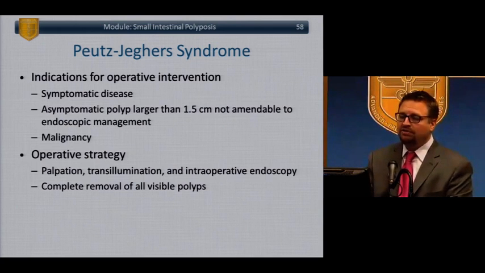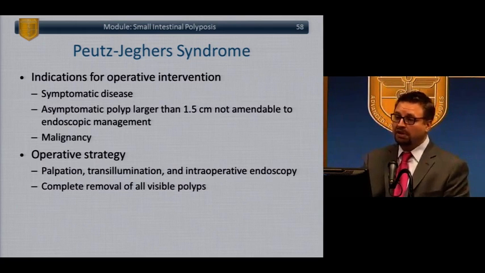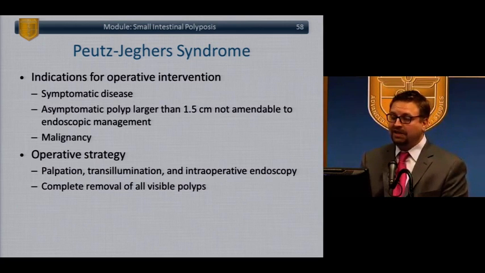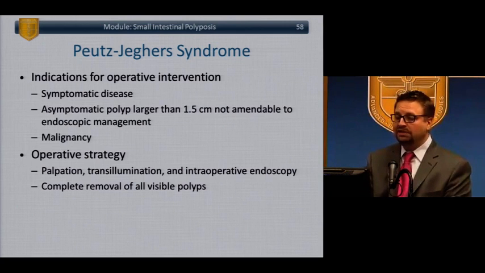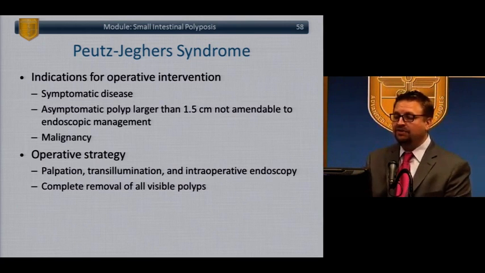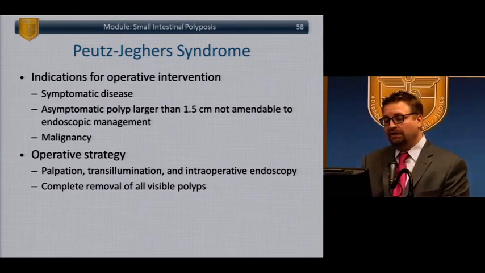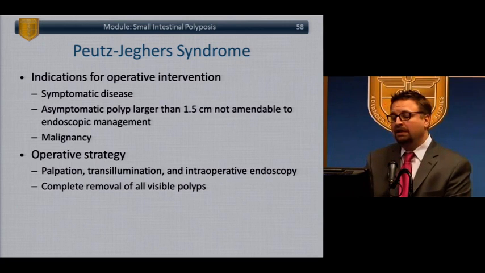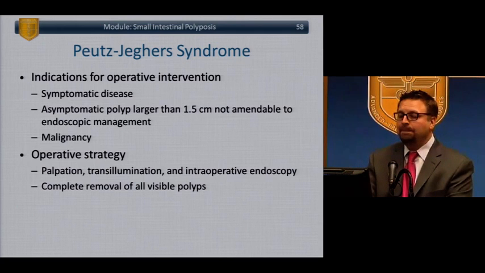Indications for operation, certainly symptomatic disease, so large polyps causing obstruction, that type of thing should come out. Asymptomatic polyps larger than 1.5 centimeters that are not amenable to endoscopic management should be removed, because like all polyps, they grow in time, and so if they're getting to that size, they're going to become a problem at some point. Mostly these should be removed endoscopically. And any polyps that are accessible by standard EGD or by double balloon should be removed.